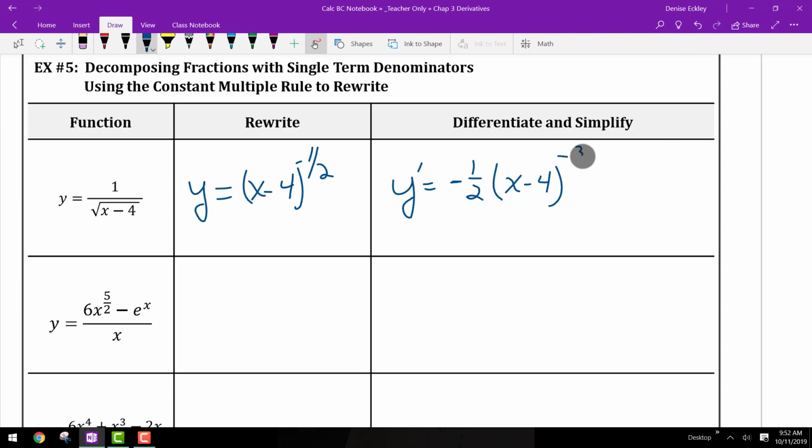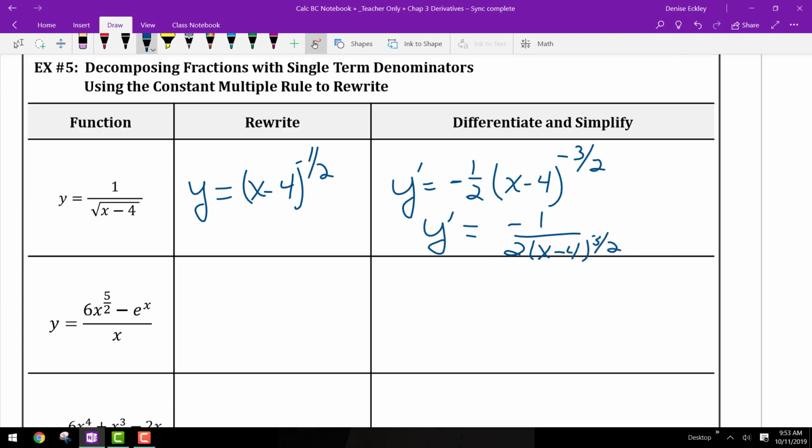So I subtract 1 from the power and I get -3/2. So simplifying this becomes -1 over 2 times x minus 4 to the 3/2 power.